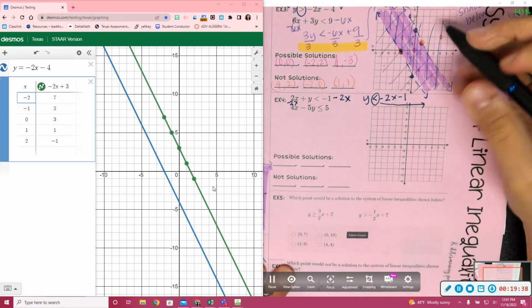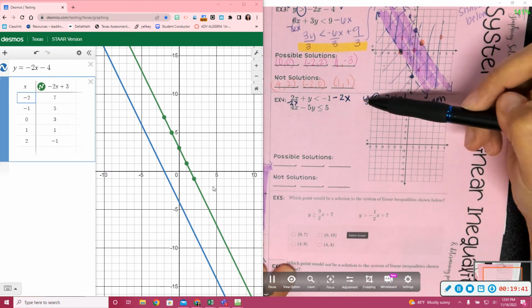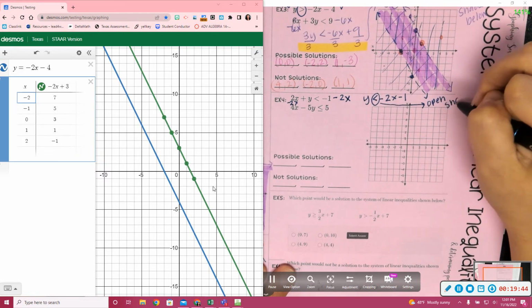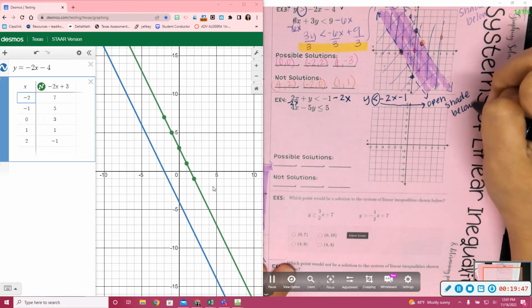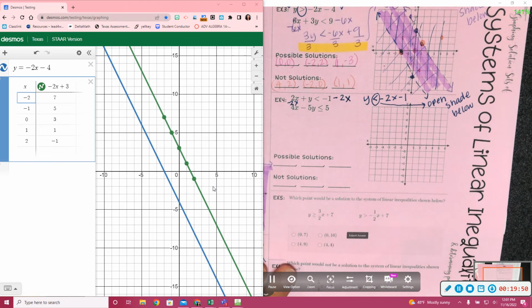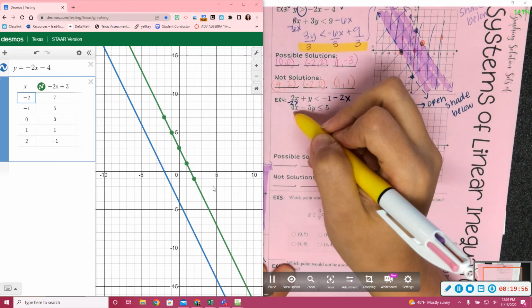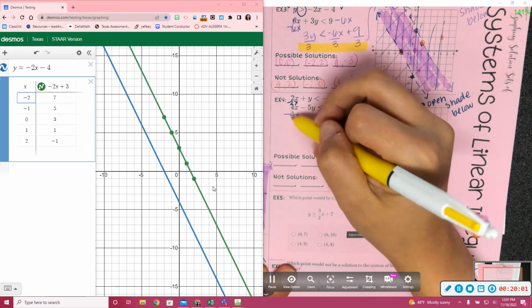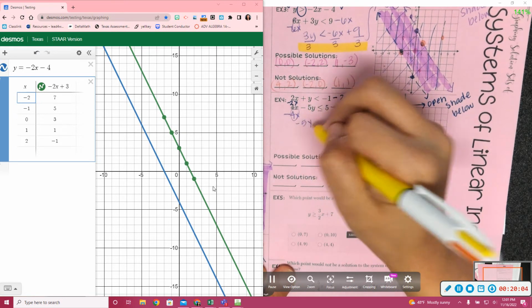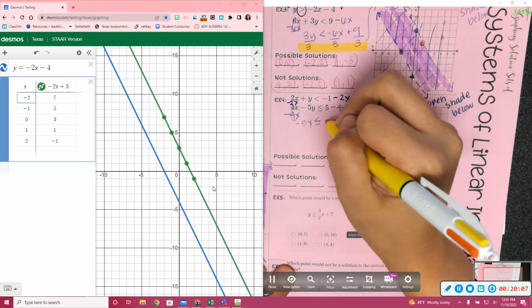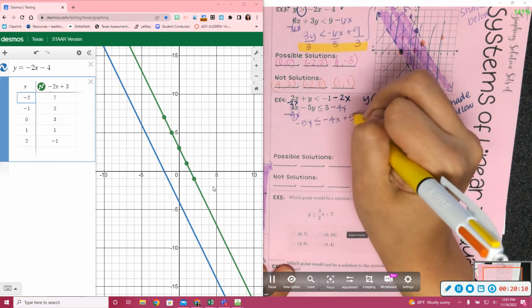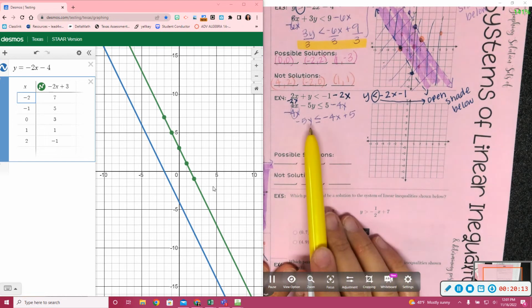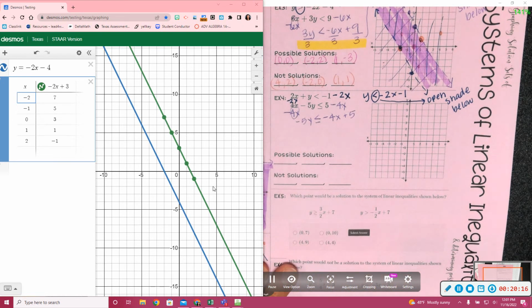So again, that means open. Y less than x means shade below. Okay. This one requires a little bit more brain power. You're going to start off by subtracting 4x on both sides. So we have negative 5y less than or equal to, I'm just putting the x in the front, plus 5. And now we need to divide by negative 5. I'm going to do some in a different color so y'all can see.